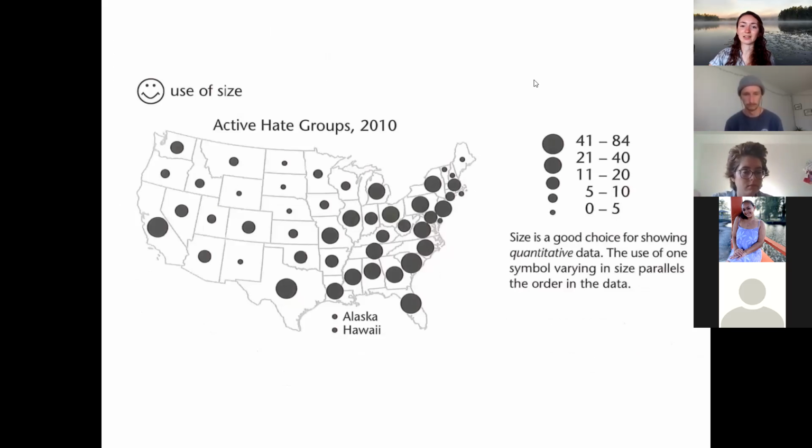So this would be a better way of representing this map, having a large symbol associated with the largest numerical group and then a really small symbol associated with the smallest numerical group. And so in this way, you look at the map and you think, okay, the states with the largest circle have the most active hate groups. This is a really disappointing map, but it's much better to use these sort of graduated symbols for quantitative data over just shape.